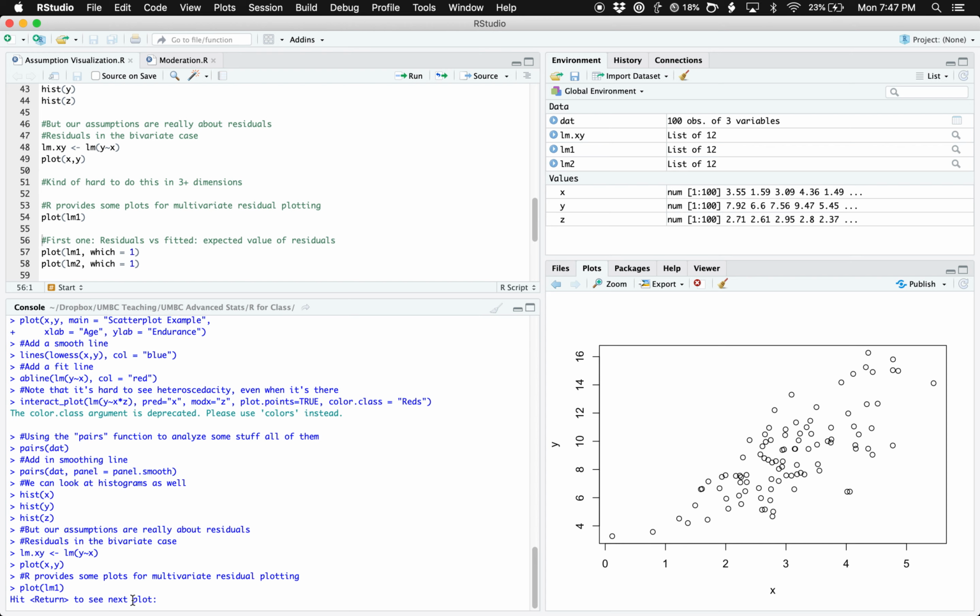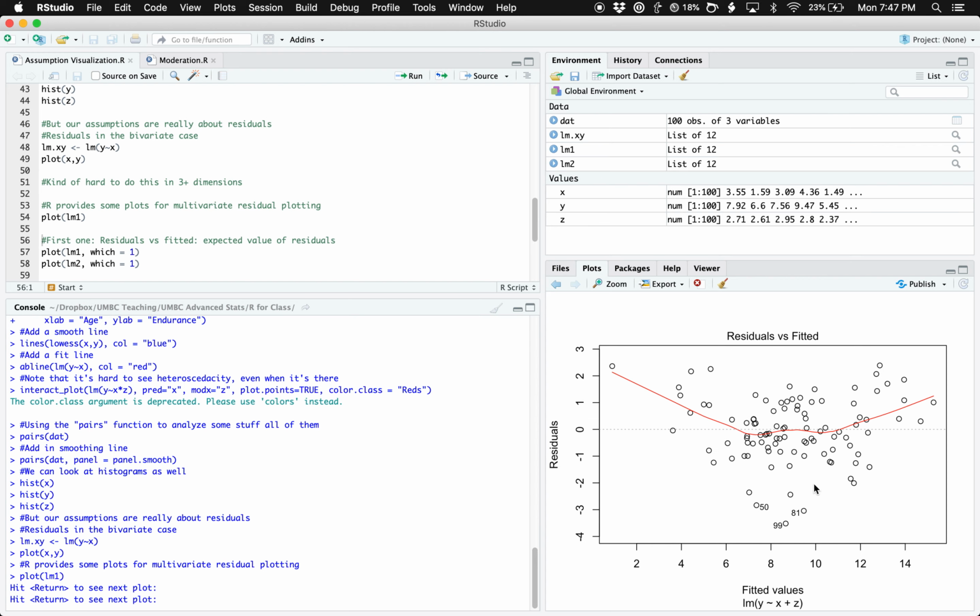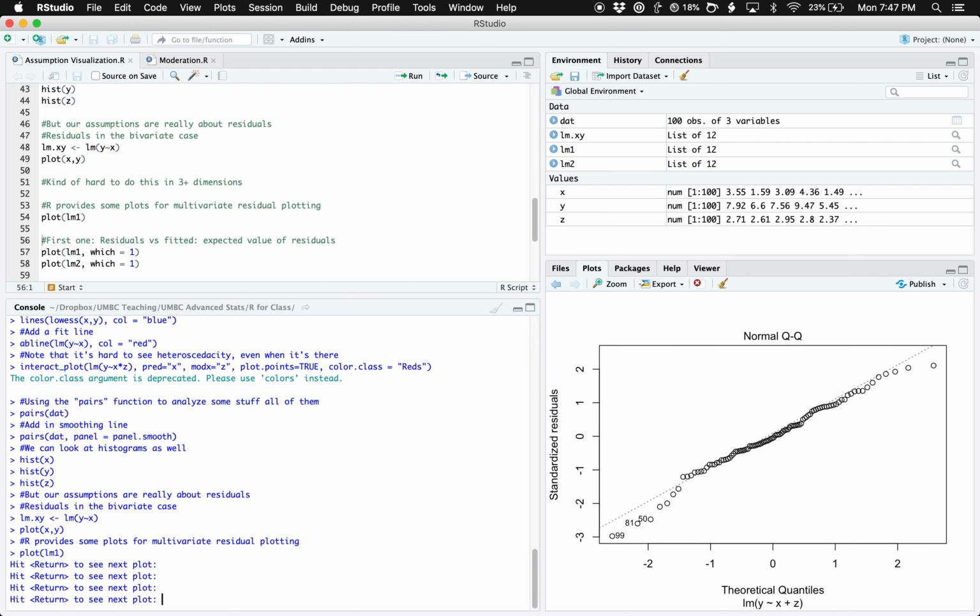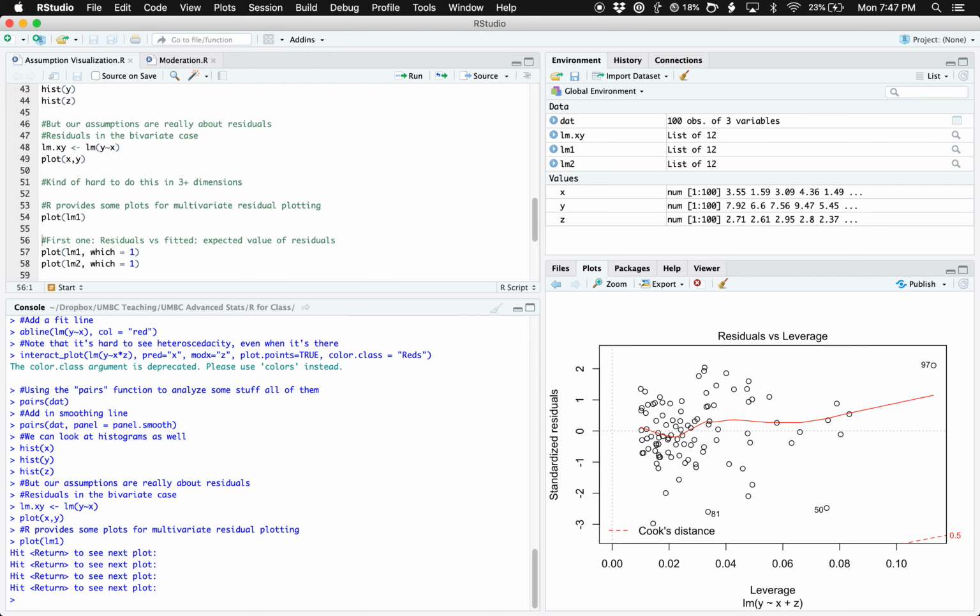Now, you look here, it says I have to hit return to see the next plot. And now you can see over here, I have these plots. I have residuals versus fitted. I have the normal QQ plot. I have the scale location plot. And I have the residuals versus leverage plot. Let's go through each one of these and show what they mean.